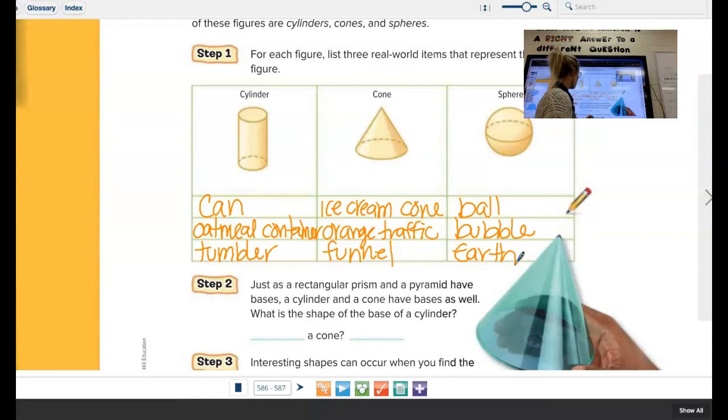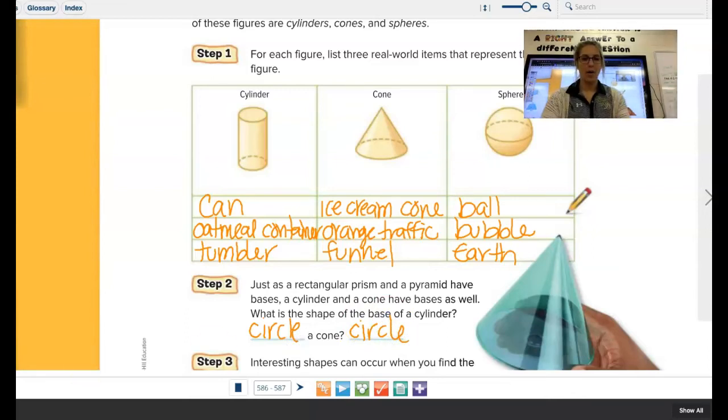Just as a rectangular prism and a pyramid have bases, when we talk about this pyramid, the bases are the things at the bottom. The base of a pyramid, this one's a square because it has equal sides, but it's usually a rectangle. The cylinder and a cone have bases as well. So this is my cylinder, and this is the base of it. It has a circle as a base. And then here's my cone. The bottom of it has a circle as a base as well. So these answers are circles.